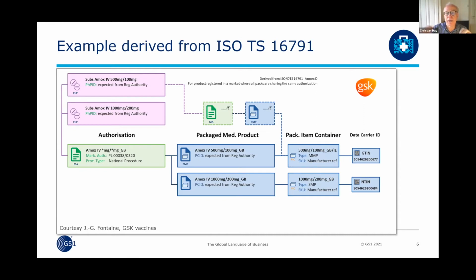And you see again, we have one GTIN corresponding to that product, 500 milligram per 100 milligram for Great Britain and Ireland. And there is a second pack, a bit larger, just for Great Britain. And they both have their data carrier.